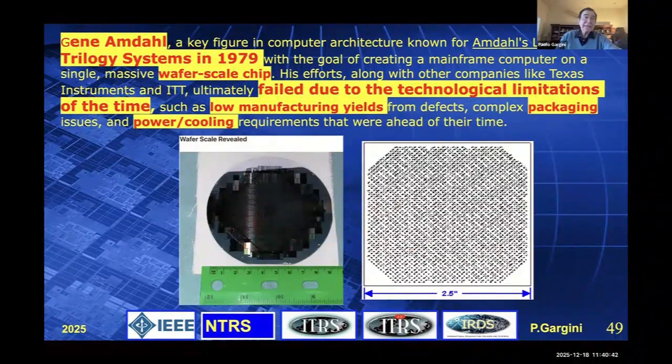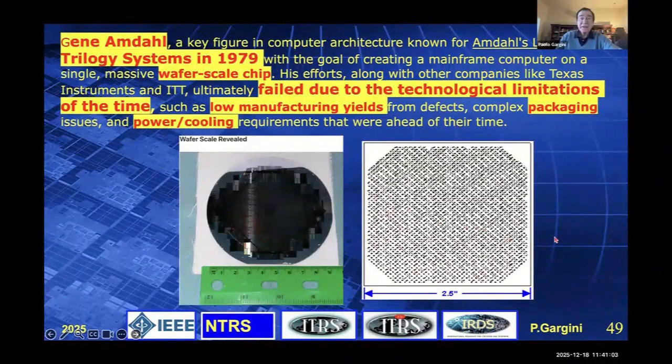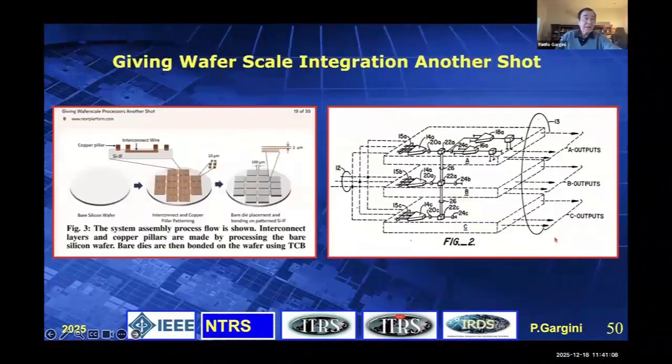However, the yield in the 70s was about 20, 30, 40% at best. So it failed due to technical limitations. The manufacturing yields were very low. Packaging technology was not available, and the cooling was not really effective at that point. But what happens now, after another 40 years?